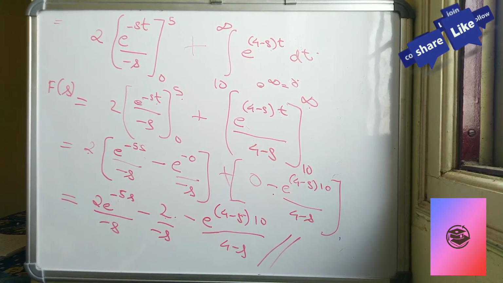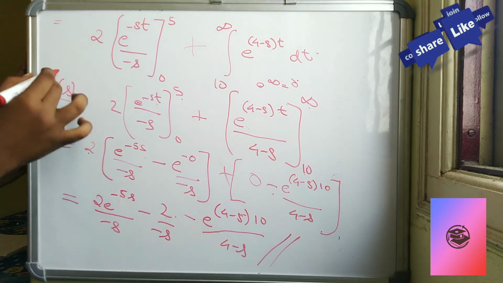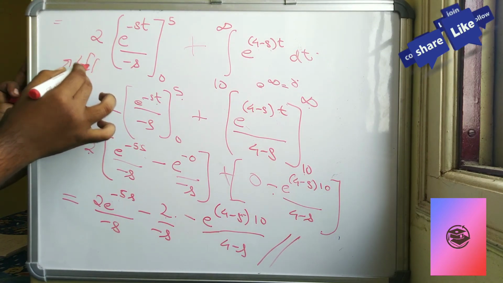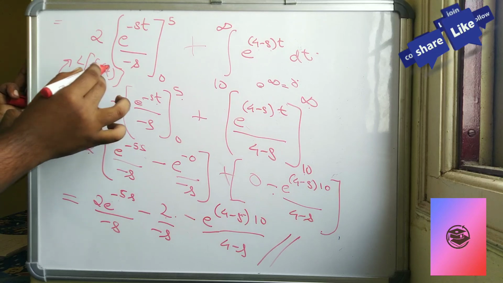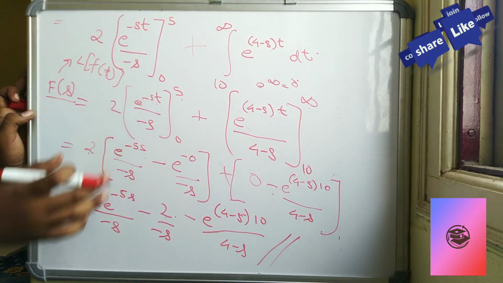Okay, so like this you have to understand, and try to understand the definition of this. So F of s is nothing but what? The Laplace transform of the function f of t, which is equal to this.